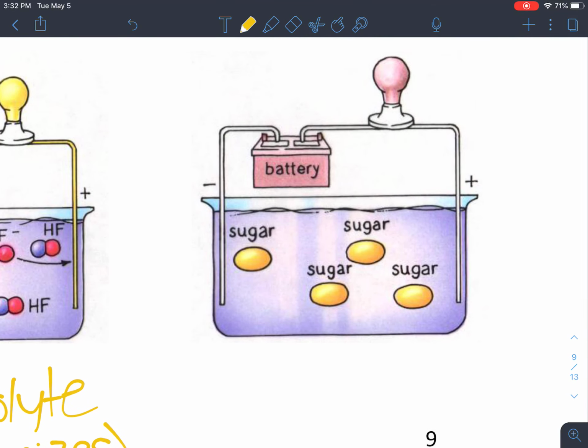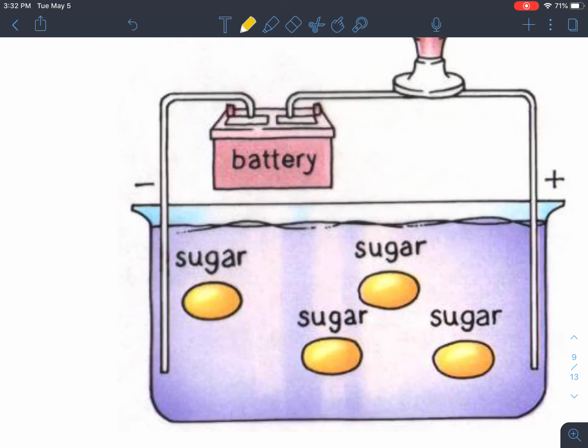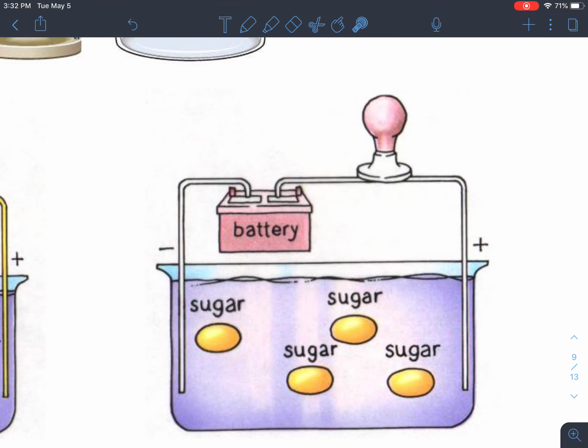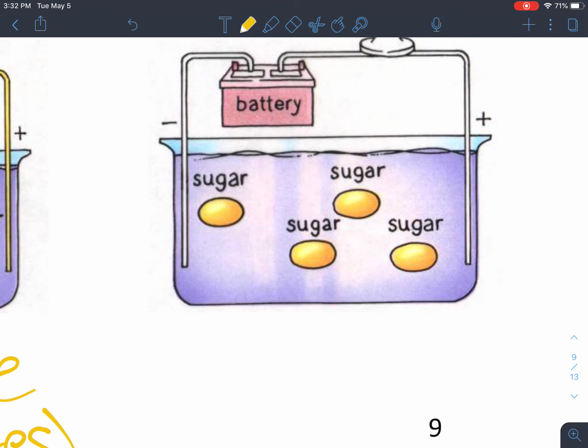Now our last one, we have sugar dissolving in water and the light bulb did not ignite at all. The reason being is sugar is C6H12O6. It is a polar covalent compound. And so here we have a non-electrolyte.